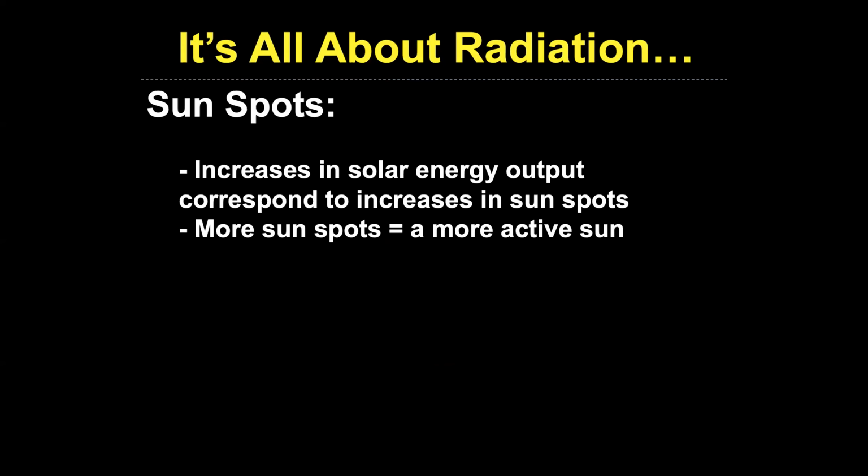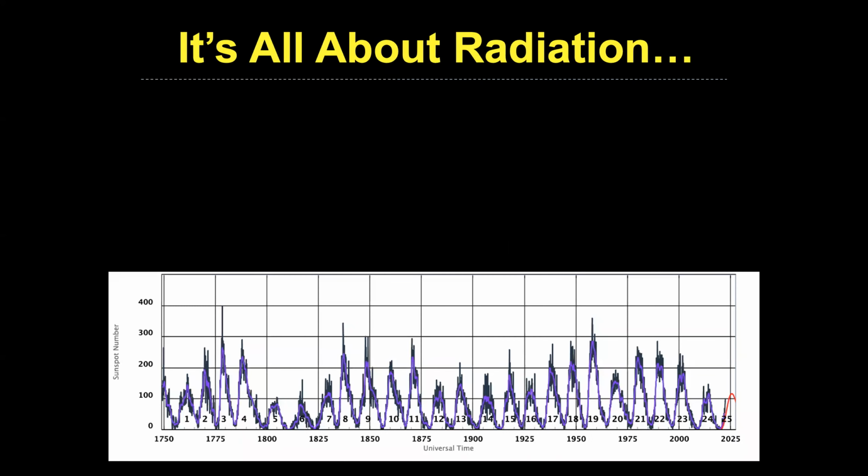Sunspots increase. There are increases in solar energy output, and they correspond to increases in sunspots. So the more sunspots you have, the more active the sun is. And it has been observed to be a very cyclical event. Every 11 years, there's a peak. Every 11 years, very predictable.